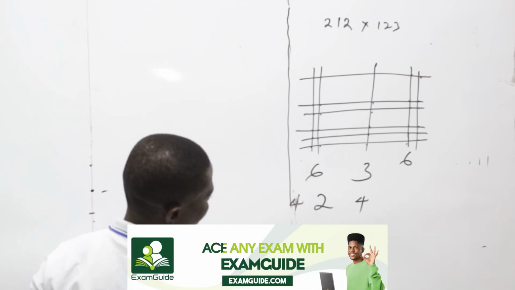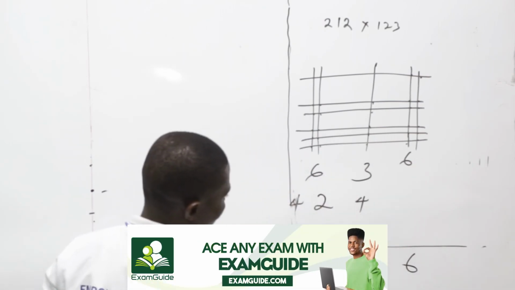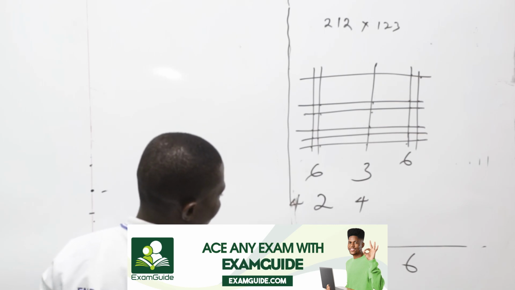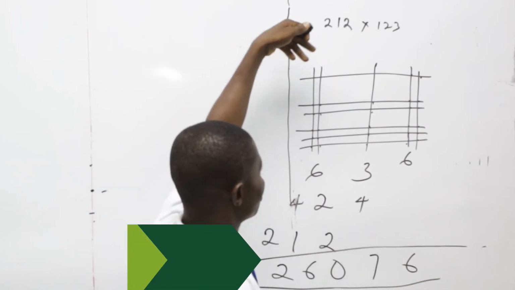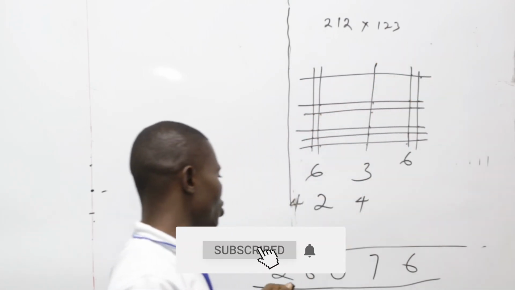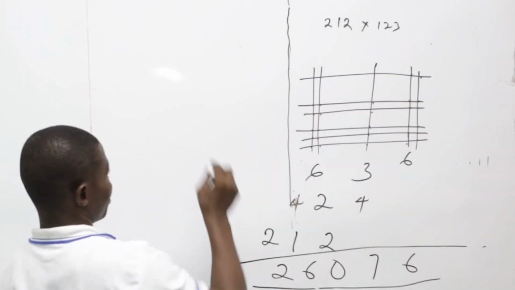Then add everything together. This is 6. This is 7. This is 10. 0. This is 6. 2. Meaning 212 multiplied by 123 will give us what? 26,076. You want to verify?